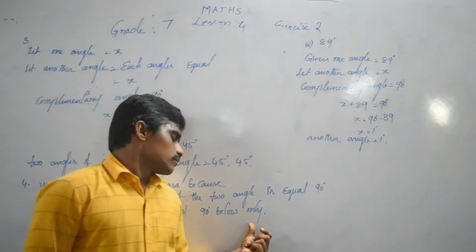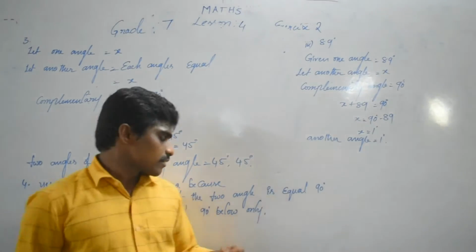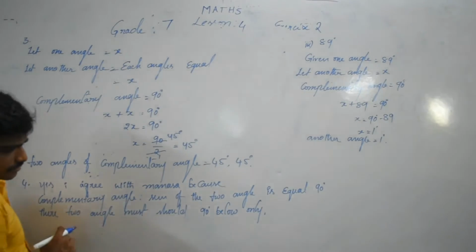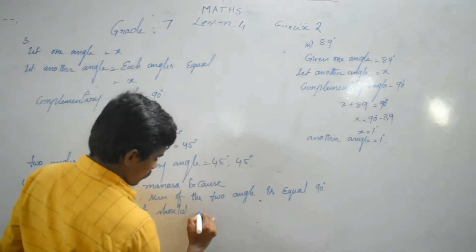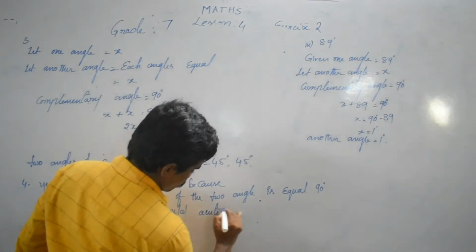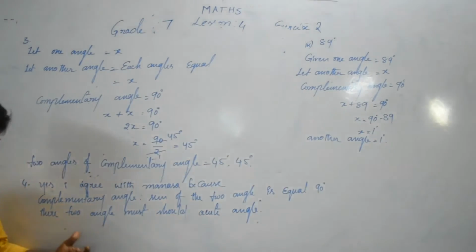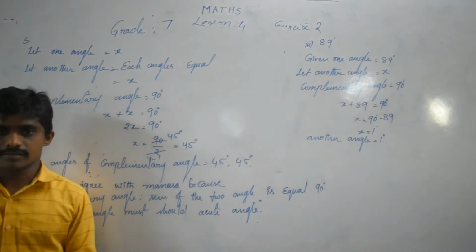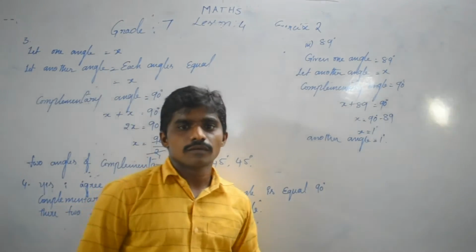So these two angles must be below 90 degrees, that is, they must be acute angles. So we have finished exercise 2.